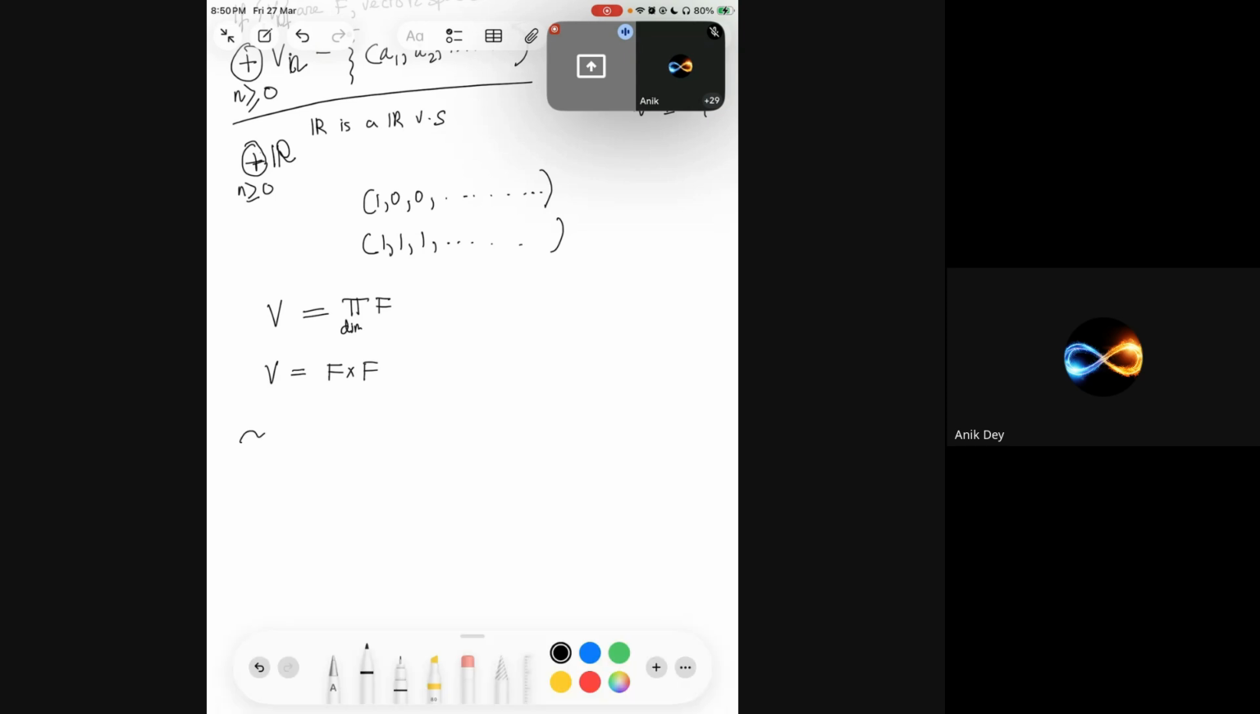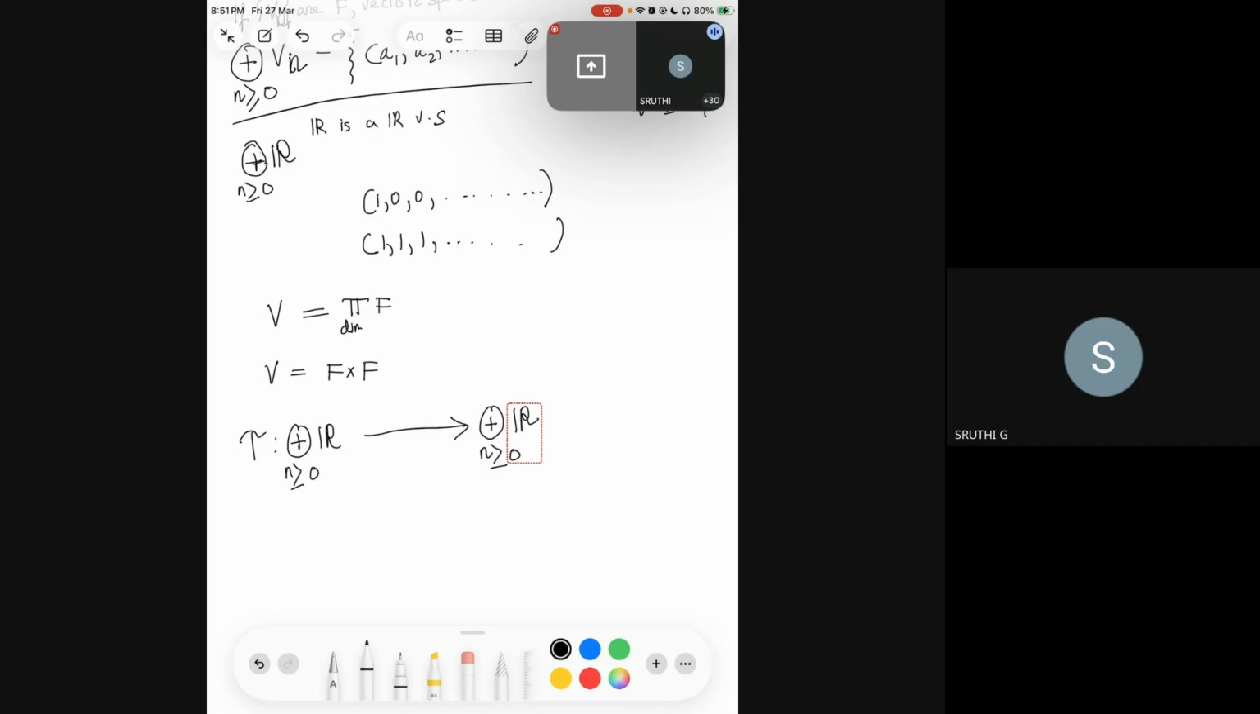Can you give me an operator? Let's take the countable direct sum of R over n greater than or equal to 0, to keep everything easy. Do you know what a right shift operator is? Like we are moving the coordinates, changing our coordinates towards the right.